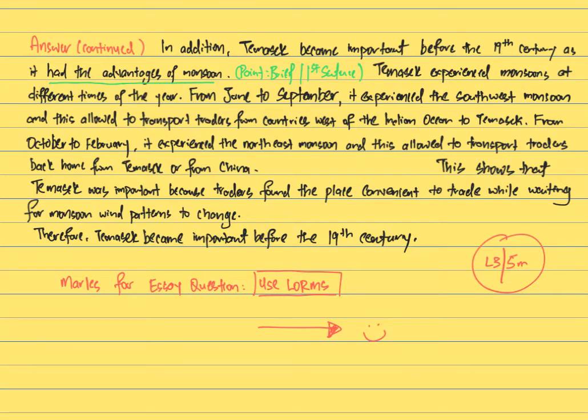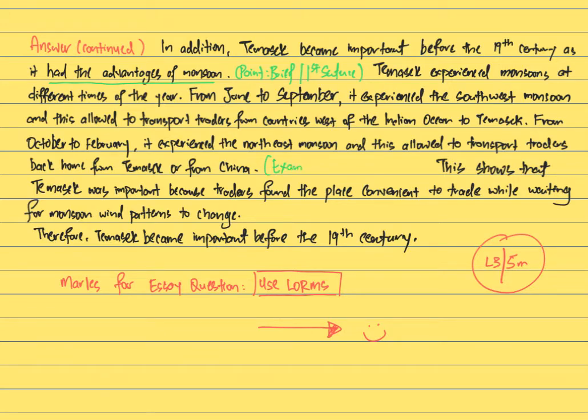All right, and then we provide examples to the advantages of monsoon. So typically we give an example of what monsoon is. So Temasek experienced monsoons at different times of the year. From June to September, it experienced the southwest monsoon, and this allowed to transport traders from countries west of the Indian Ocean to Temasek. From October to February, it experienced the northeast monsoon, and this allowed to transport the traders back home from Temasek or from China. So this part over here, you can see there are about 2 to 3 statements.